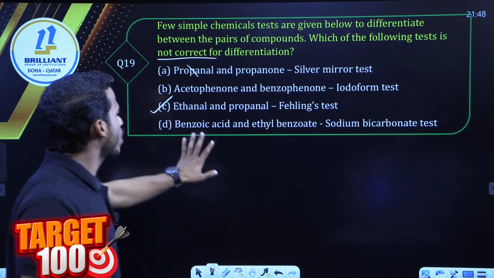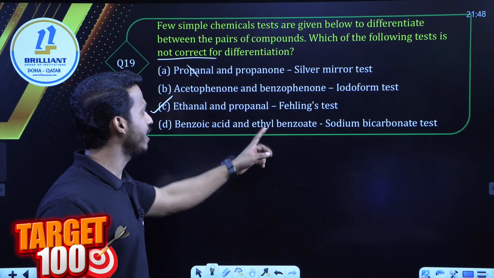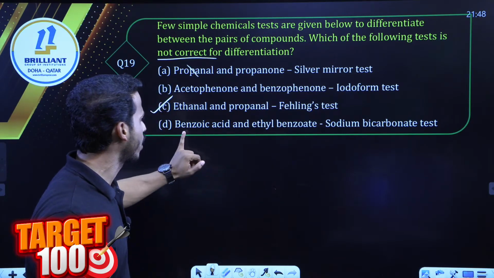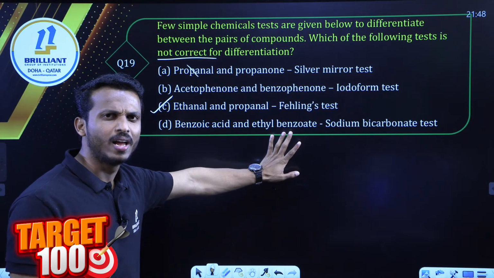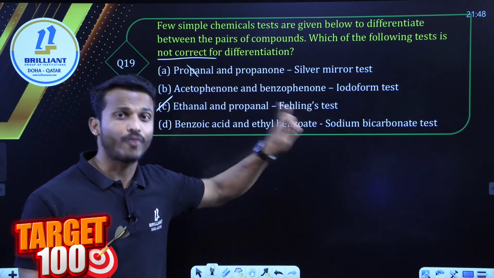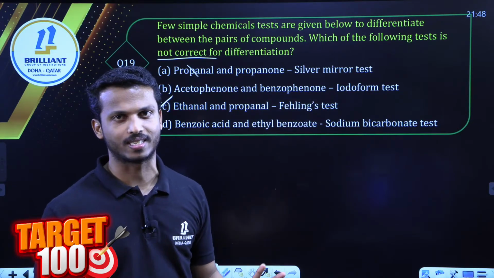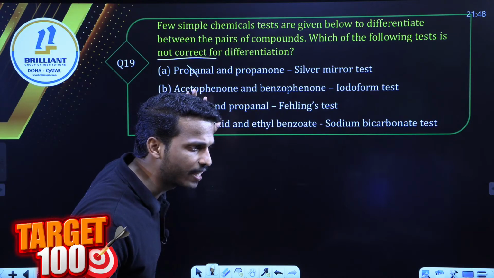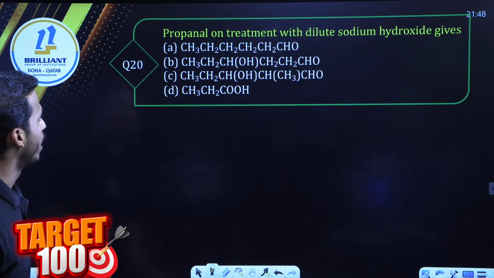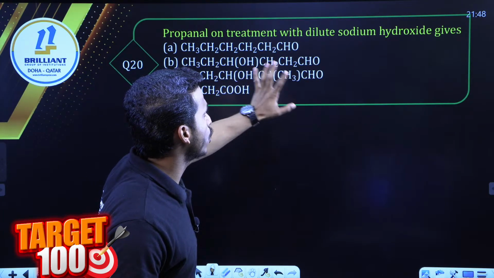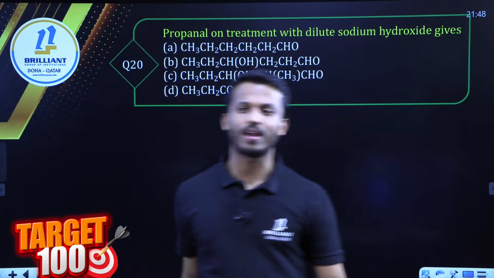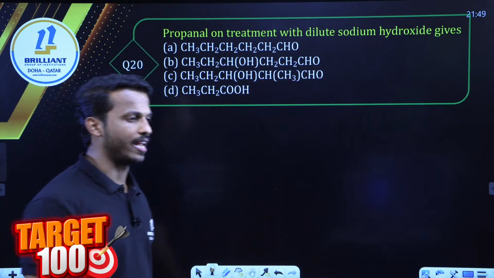It's not correct. Benzoic acid and ethyl benzoate: an acid and an ester, right? Sodium bicarbonate test. The sodium bicarbonate test is given by acids, even esters also, that's the most correct answer. We can say option C, because both are aliphatic aldehydes, they do not respond to Fehling's test. So the best answer is option C, the most correct answer. Next: propanol on treatment with dilute sodium hydroxide gives... Can you tell me, dear all, what is the name of this reaction?